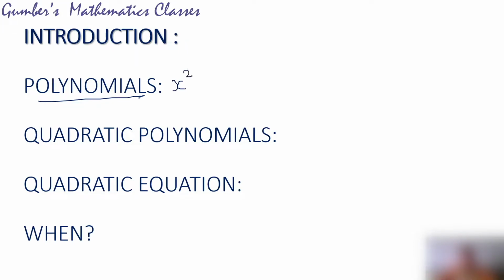Let's consider a few examples. x square plus 5x plus 9, it's a polynomial. x raised to the power 100 plus y raised to the power 25, it's also a polynomial because the power of the variable is a whole number.